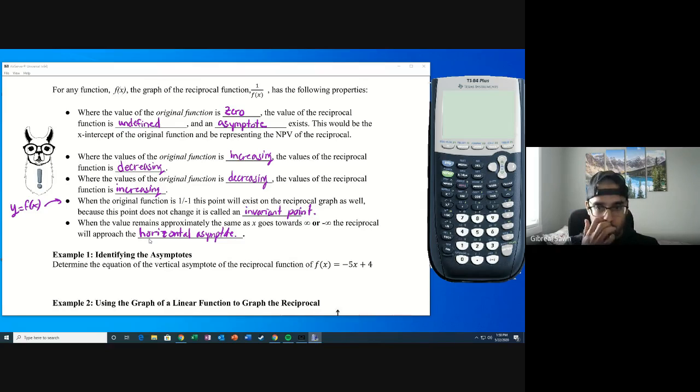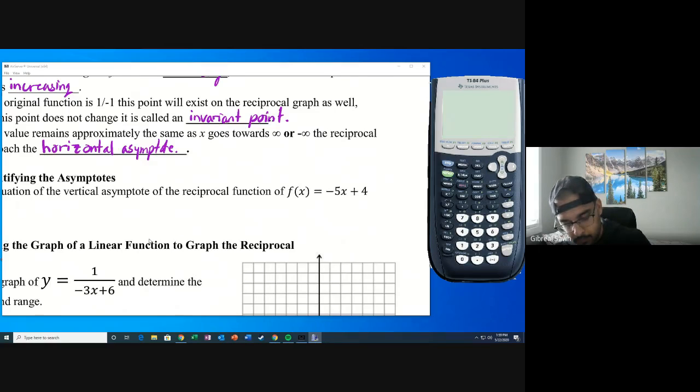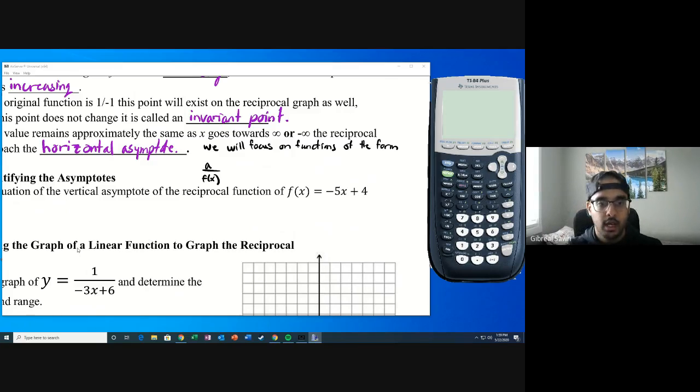Okay, and an important note, which I'll add in here, we're only going to focus on functions of the form a over f of x. So some number on top, could be 1, could be another constant like 2 or 3, divided by the original function f of x. Okay, so this is the form we're going to focus on for reciprocals.